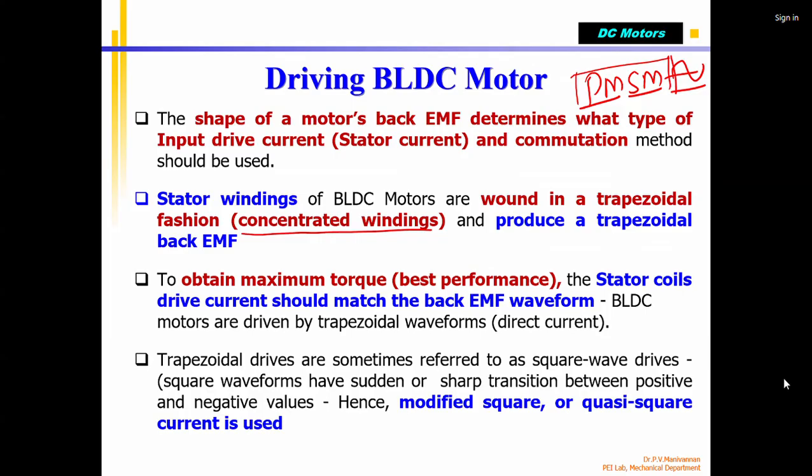If you want very accurate, smooth operation, you should go for the permanent magnet synchronous motor, because it is supplied with a three-phase AC sine wave. Okay, that is one difference. Another thing is that the permanent magnet synchronous motor has distributed winding. If you supply a sinusoidal AC voltage to a distributed winding, the distribution itself is called a sinusoidal distribution.